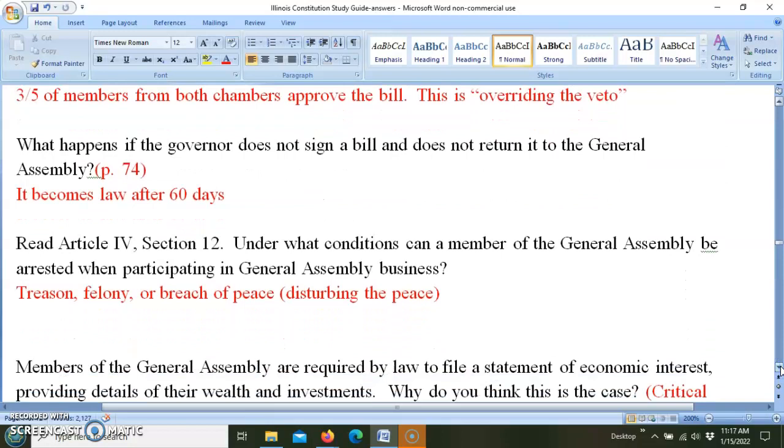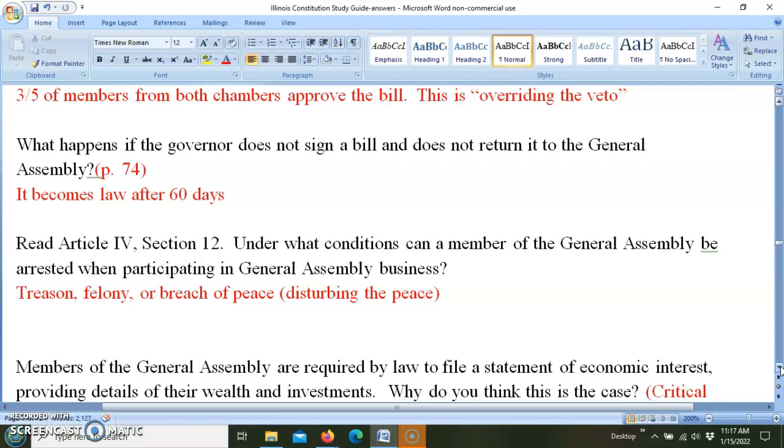Okay, next one. Under what conditions can a member of the General Assembly be arrested when participating in General Assembly business? When the General Assembly is in session and you're a member of the House or the Senate, you cannot be arrested unless it's for treason, felony, or breach of the peace, which of course is disturbing the peace. That would be something like getting drunk and causing trouble out in public. Otherwise, for minor offenses, you cannot be arrested while the General Assembly is in session and you're a member of the House or the Senate.